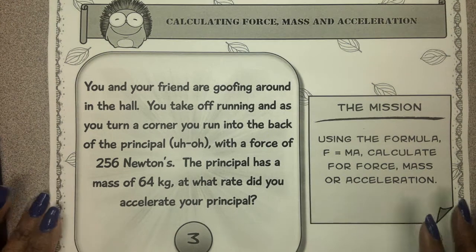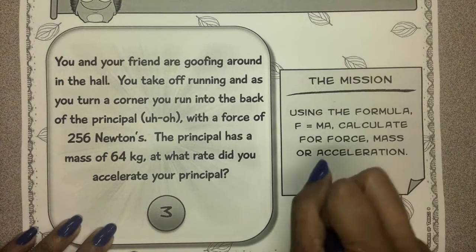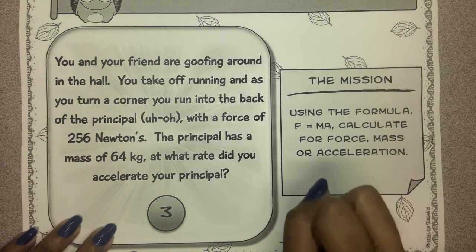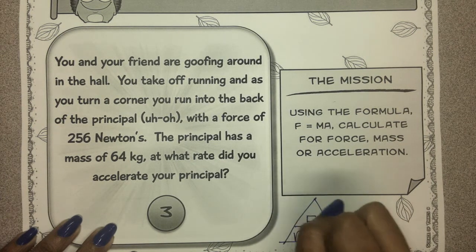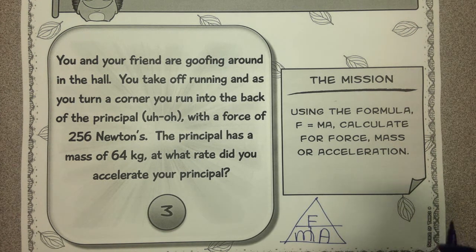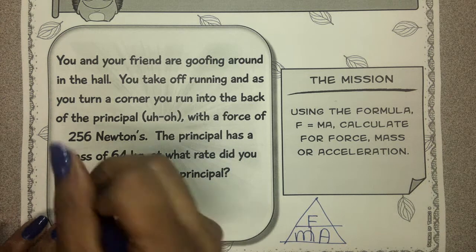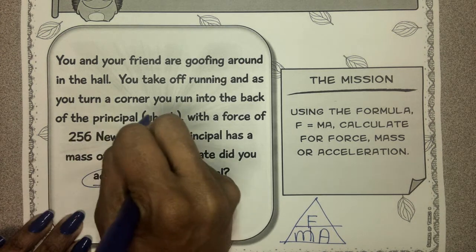Okay, next one. I'm going to go ahead and draw in my triangle. You and your friend are goofing around in the hall. You take off running. As you turn the corner, you run into the back of the principal with a force of 256 newtons. Your principal has a mass of 64 kilograms. At what rate did you accelerate your principal? They're asking you to find acceleration.